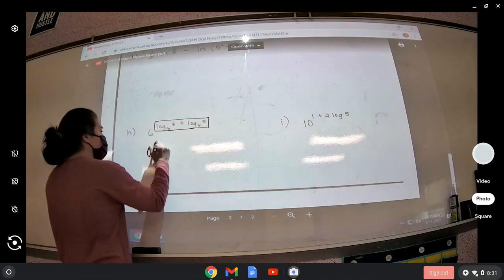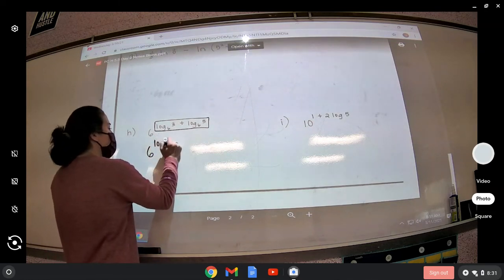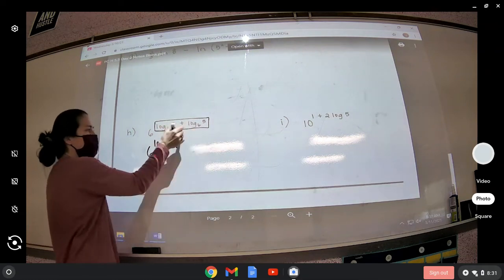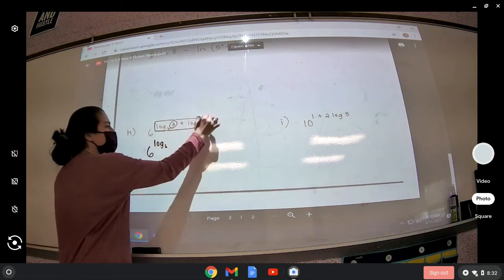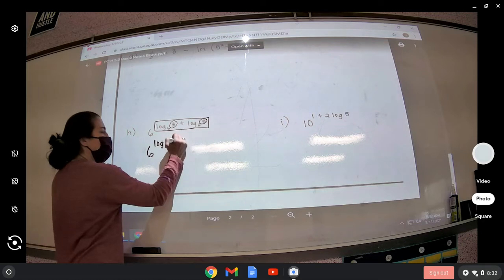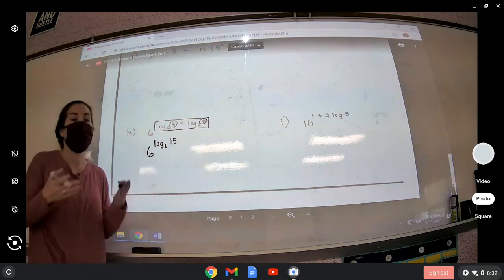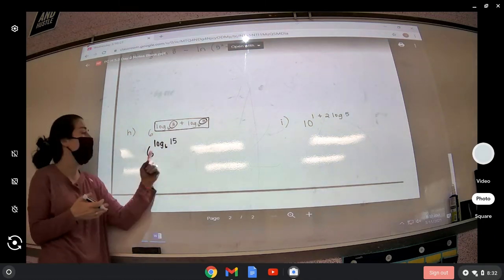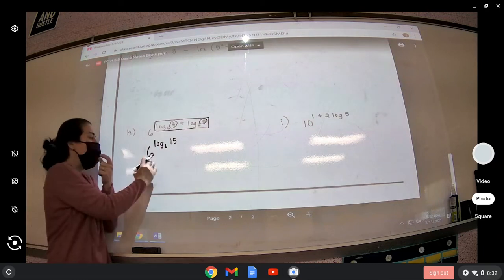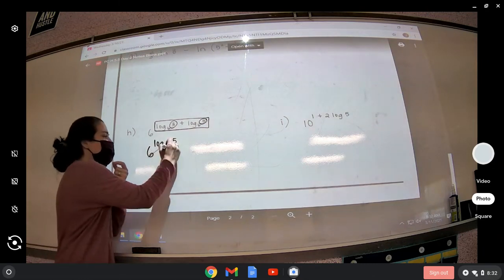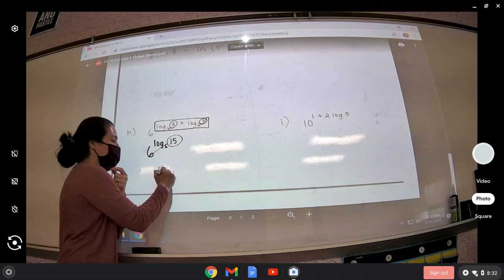So I can rewrite this as 6 to the log base 6 of, put these two logs back together, doing 3 times 5, which is 15. Now that you've created one base 6 exponential and one log base 6, what do they do to each other? They cancel, and you're just left with 15.